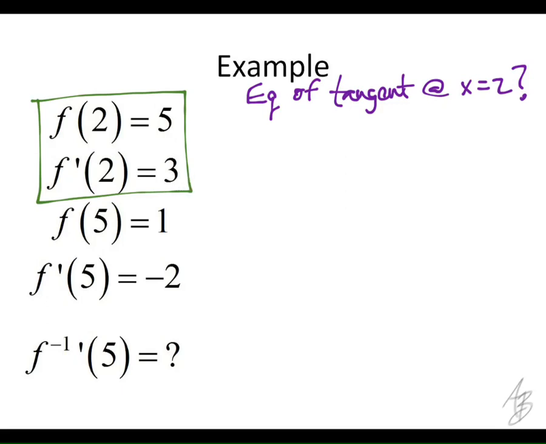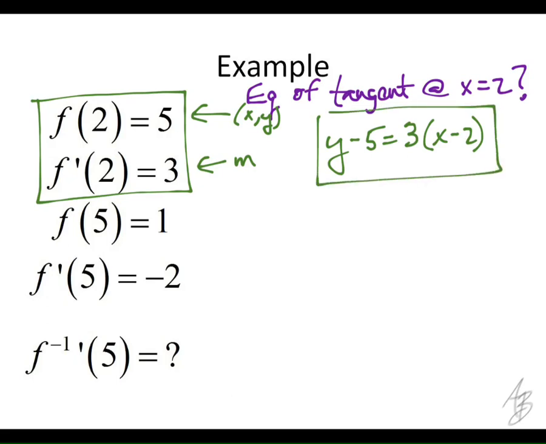So when you want to write the equation of the tangent line at a particular point, these are the two things you need to know. You need to know the value of the function at that point, which tells you the point. You need to know the value of the derivative at the point, which tells you the slope. And so all you have to do then is write the equation: y minus 5 equals 3 times x minus 2.